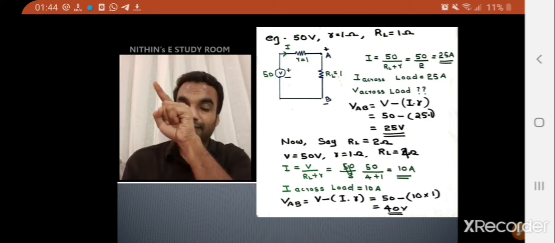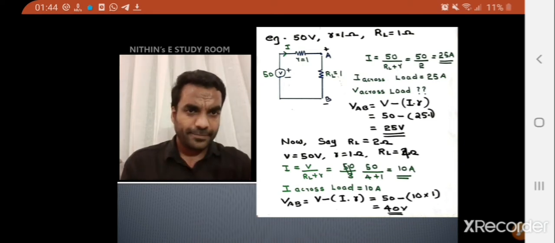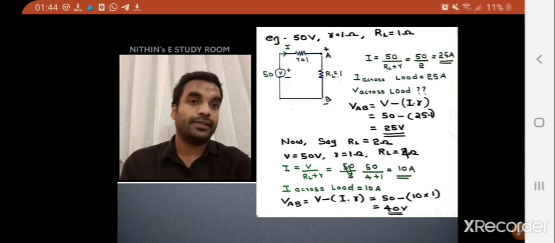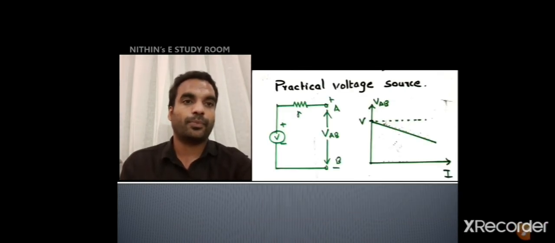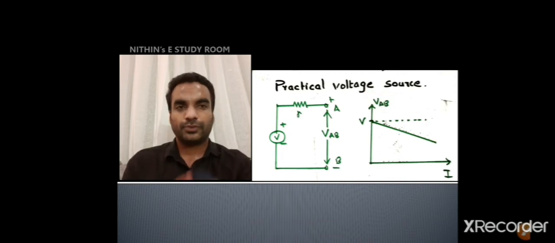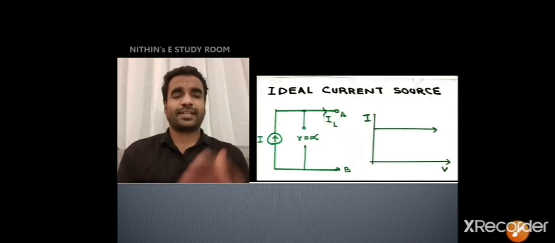So the characteristic is slightly inclined. That is the characteristic we already obtained. Slightly inclined, this is the inclined characteristic. So this is very clear. Ideal current source.